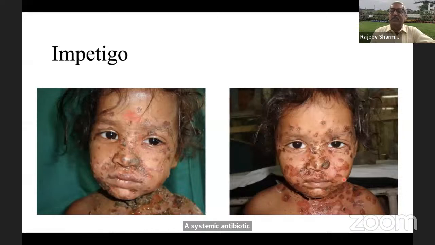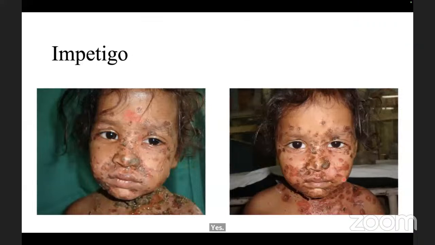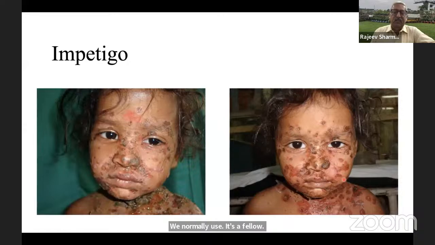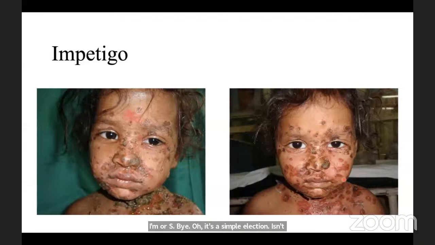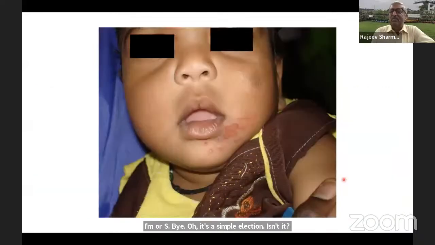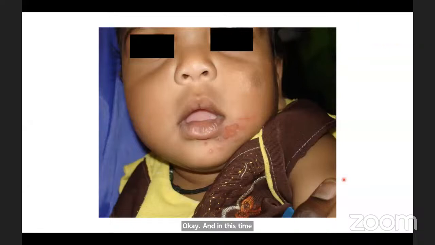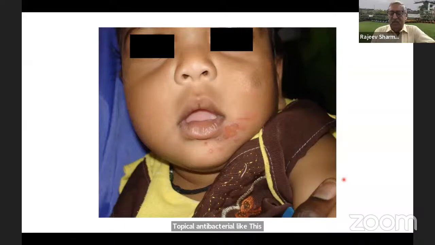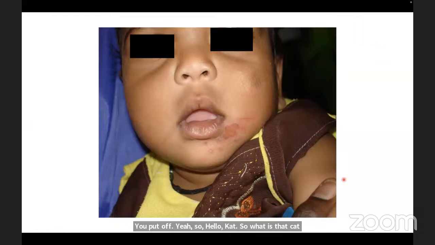What drug do you normally prefer when you prescribe something to a child of this age? We normally use cephalosporin. Okay, fine. Either cefadroxil or cefpodoxime or cephalexin. Fine. Cephalexin, you mean. Sporidex is cephalexin, isn't it? Yes, sir. Fine. And in this child? Topical antibacterial like mupirocin or acetic acid. Yeah. So mupirocin has a catch. So what is that catch? In cases of pus, it doesn't work.